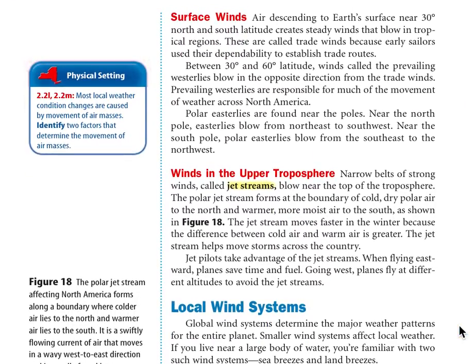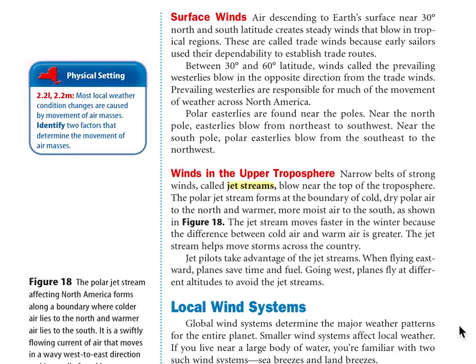Surface winds. Air descending to Earth's surface near 30 degrees north and south latitude creates steady winds that blow in tropical regions. These are called trade winds because early sailors used their dependability to establish trade routes. Between 30 degrees and 60 degrees latitude, winds called the prevailing westerlies blow in the opposite direction from the trade winds.